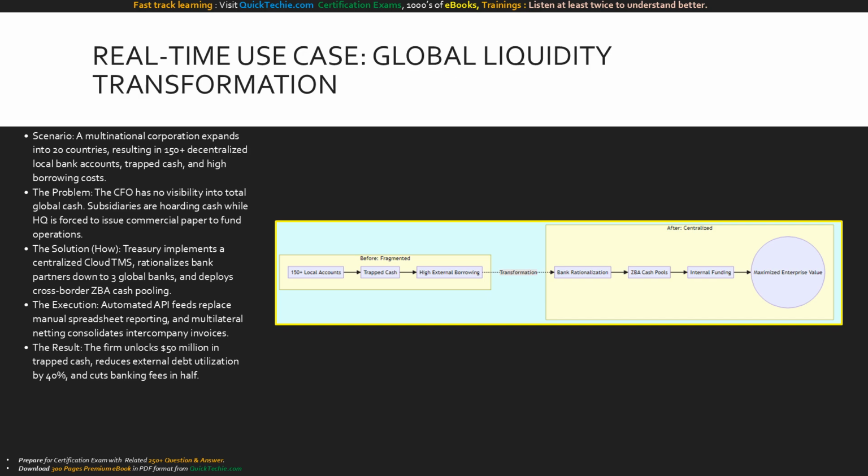Imagine a multinational corporation that has rapidly expanded into 20 countries. The problem? They operated in a decentralized manner, resulting in over 150 local bank accounts. The CFO had zero visibility into total global cash. Subsidiaries were hoarding cash locally, just in case, while headquarters was forced to issue expensive commercial paper just to fund corporate operations. This is a massive destruction of shareholder value. How did they fix it?